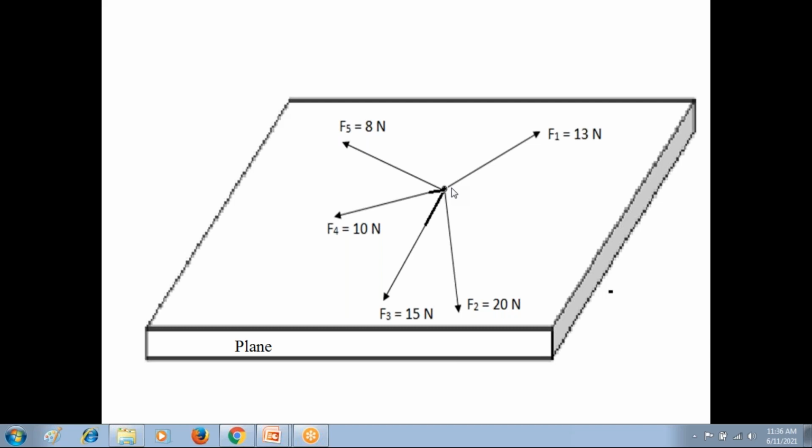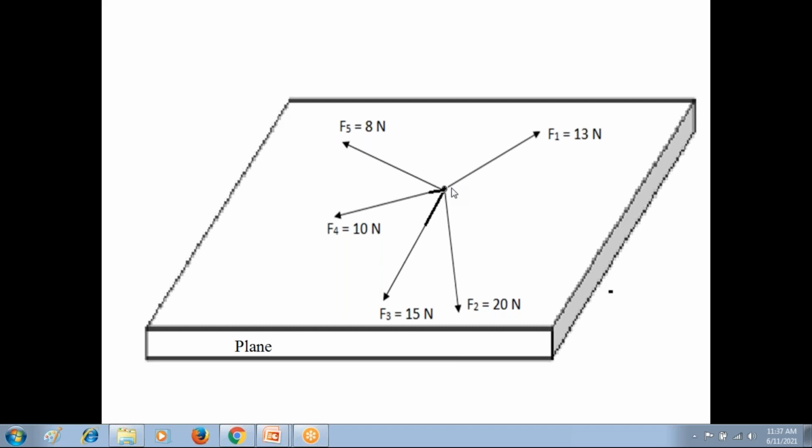So the coplanar concurrent force system means if all forces are acting on the same plane at the same point of application, we call that force system a coplanar concurrent force system. That is the meaning of the coplanar concurrent force system. If the lines of action of all forces lie on the same plane, and if the lines of action of all forces pass through the same point, we can call that force system a coplanar concurrent force system. That is the fourth force system.